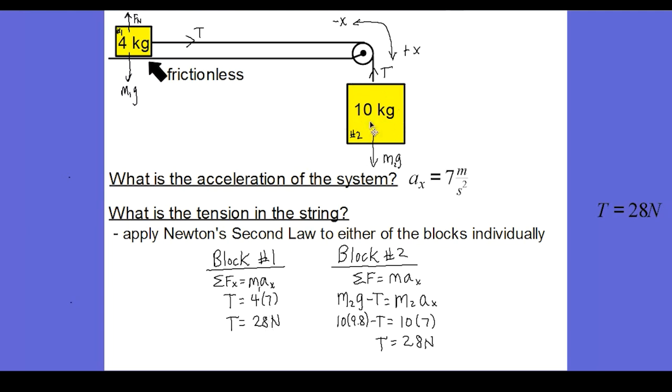Or I could have looked at this 10 kilogram block. It has two forces acting on it in the x direction: its weight in the positive direction, the tension in the negative direction, and the sum of those forces acts to accelerate mass number 2, which is 10 kilograms, at 7 meters per second squared. And so using block 2, I arrive at the same answer, that the tension is 28 newtons in the string.